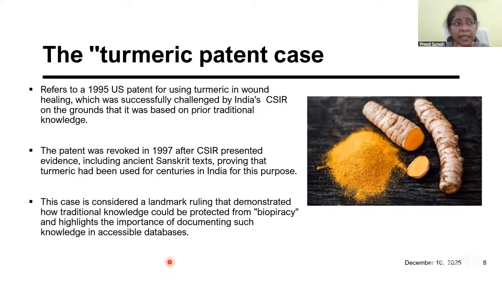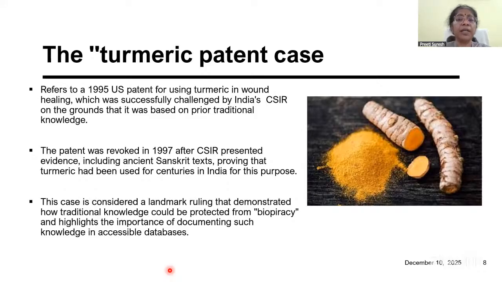Similarly, in the US, one of the US companies went for the patent. They got the patent for turmeric in wound healing. And we all know that we have been using turmeric as a home remedy also, for its various anti-inflammatory and wound healing properties.